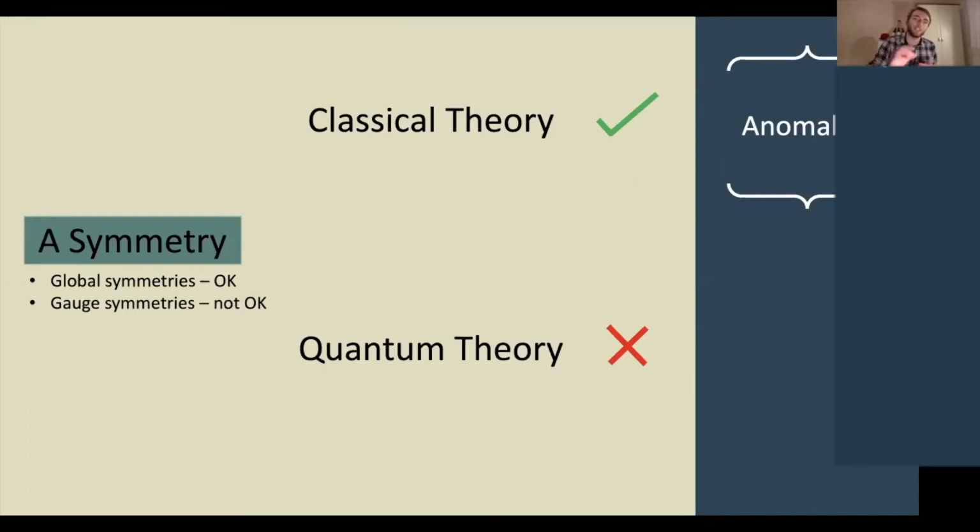For gauge symmetry, however, anomalies are not okay, because for a gauge symmetry, you need the gauge symmetry in the quantum theory to prove its renormalizability and its unitarity. And if you don't have your gauge symmetry, you can't prove that.